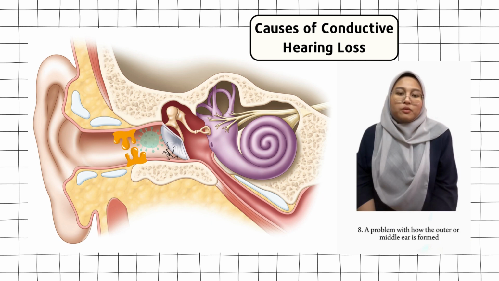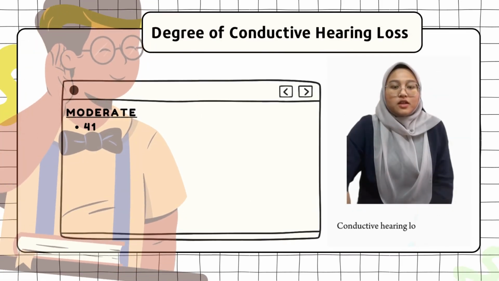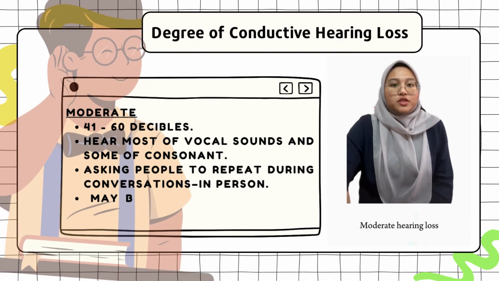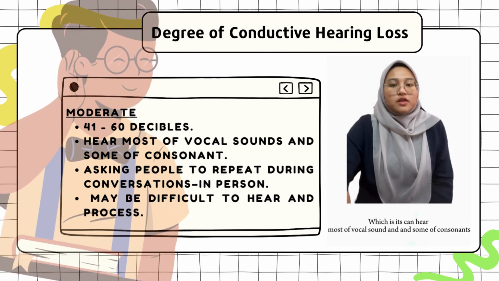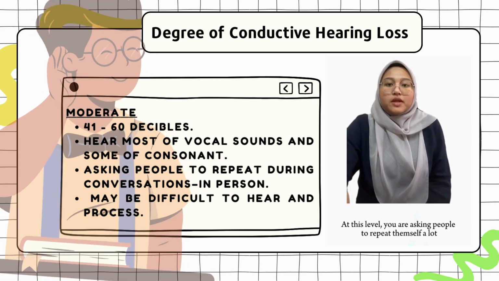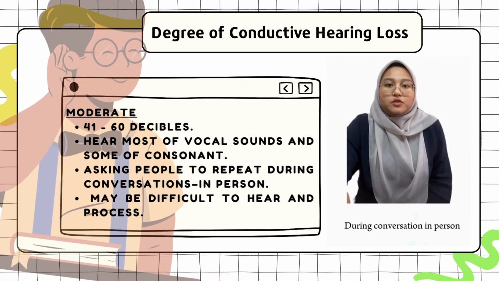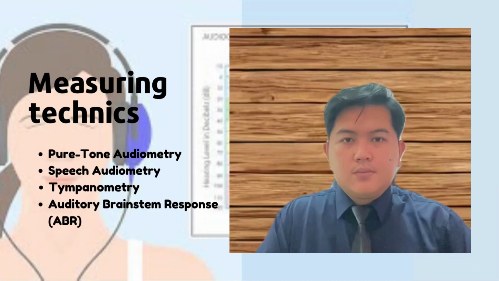Number 8, a problem with how the outer or middle ear is formed. Some people are born without an outer ear. And lastly, some may have a deformed ear canal or a problem with the bones in the middle ear. Conductive hearing loss is classified as moderate hearing loss, where you can hear most vowel sounds and some consonants. At this level, you are asking people to repeat themselves a lot during in-person conversation. It may be difficult to hear and process.